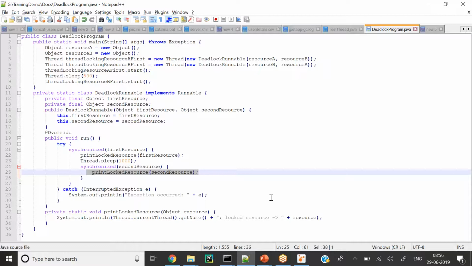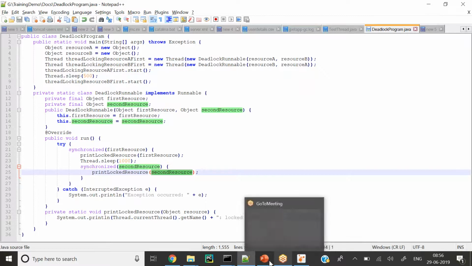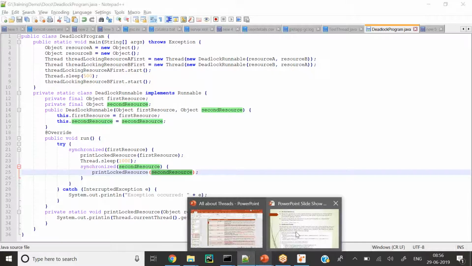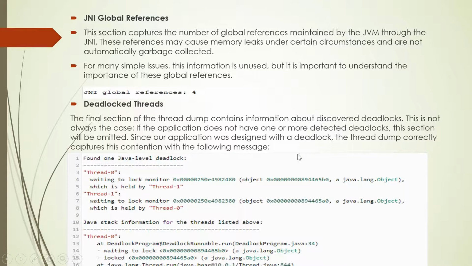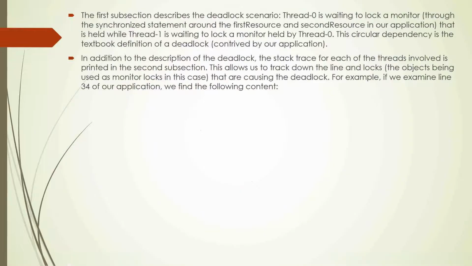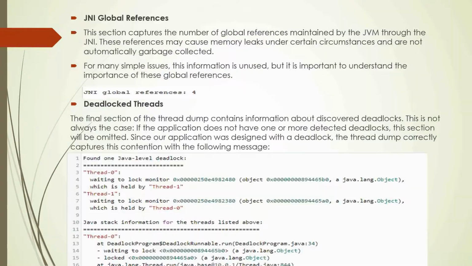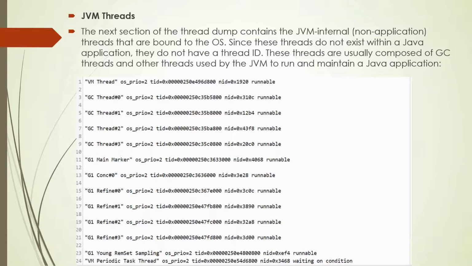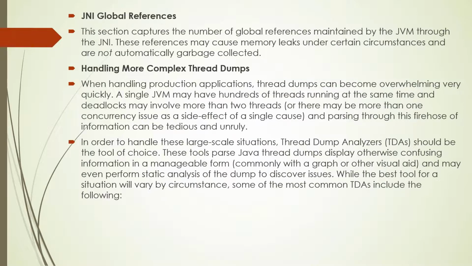Now what we need to do is change this. It is causing the problem on the second resource, where you are locking the second resource, so we will just alternate the sequence. We are going to try to solve this deadlock issue. Before that, we will cover any point that is left. I think this is the last section where you get the deadlock threads. I'll just explain the first subsection and the last subsection. So this is the end of this section.